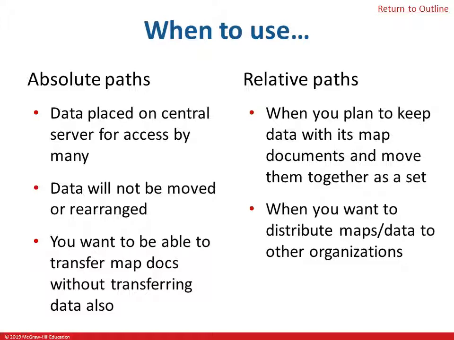When should you use these? Now, we're going to go through all 5 of these bulleted points, but I'm going to tell you that in general, my opinion is almost never is the correct answer for when you use absolute pathways, and just about all the time is the correct answer for relative. Absolute pathways are for when data is placed on central servers for many people to use it. The data will not be moved or rearranged, and you want to be able to transfer map documents without transferring the data. Relative path is when you plan to keep data with the map and move them together as a set.